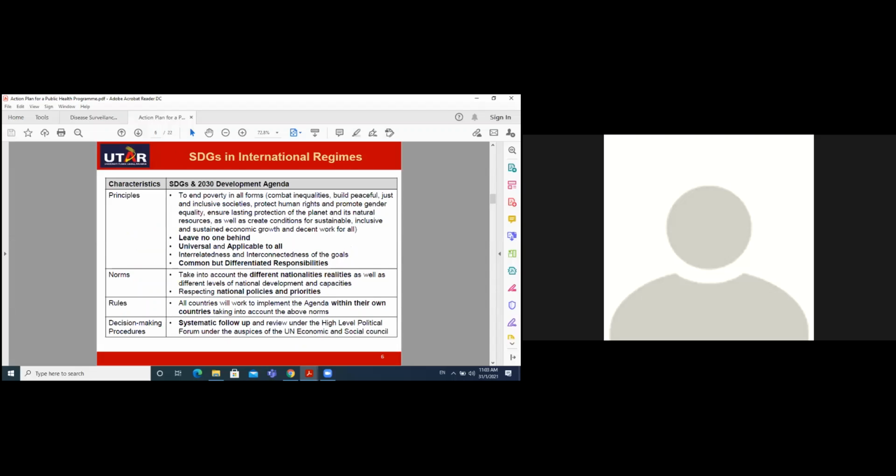So as you can see here, the SDGs for the international regimes and the development agenda until 2030, the main principle is to end poverty in all forms. And we respect all our national policies and priorities. Within our own country, we look into all these policies, whether they are aligned with these SDGs.